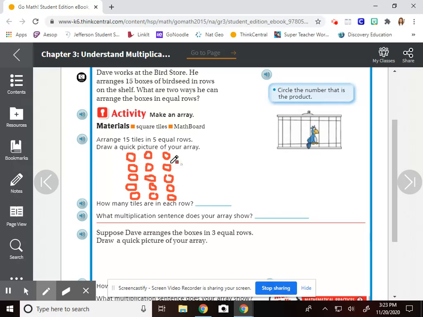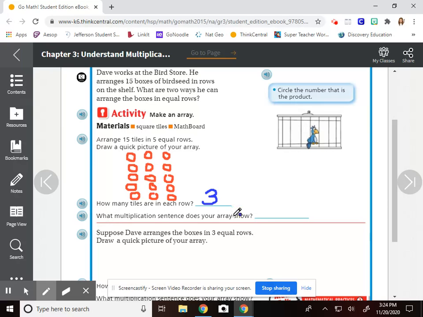So now I have 5 equal rows, 1, 2, 3, 4, 5, and I have a total of 15 counters. Now I have to decide how many are in each row. 1, 2, 3, 1, 2, 3, and so on. So I have equal rows, and there are 3 counters in each row. So I will put here 3. Okay, so we have 5 equal rows, 3 counters in each row.